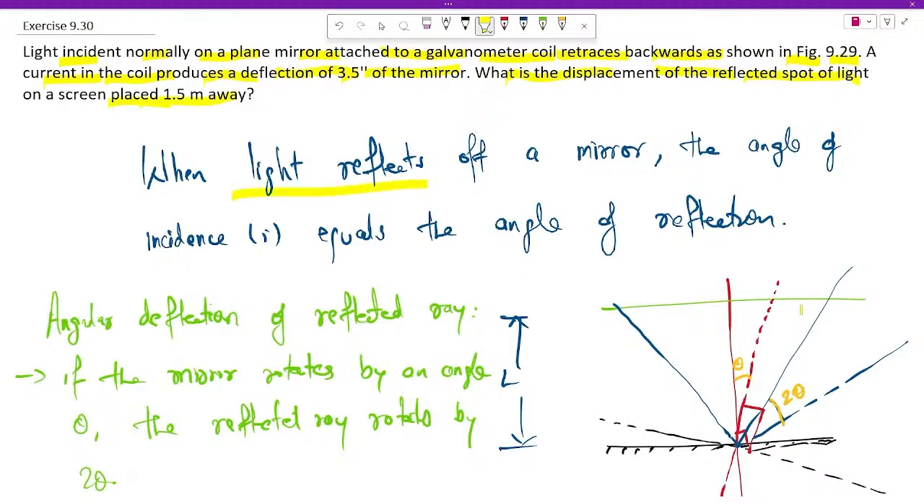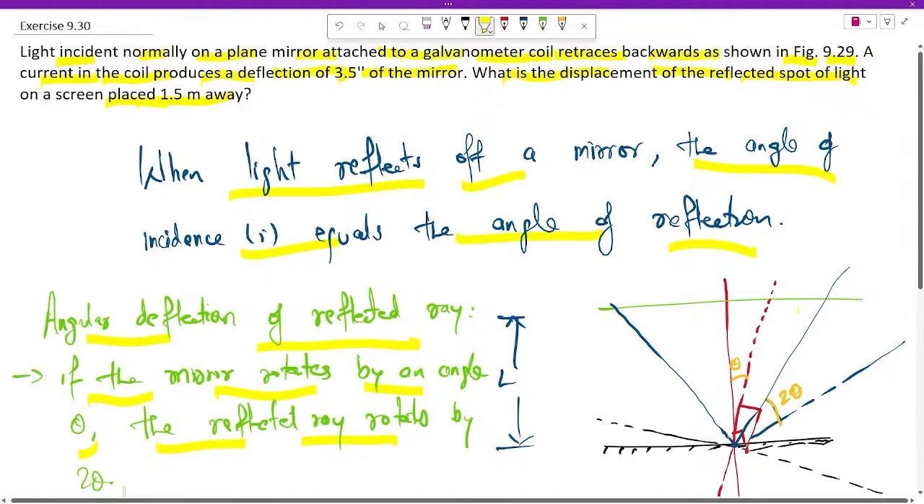So when light reflects off a mirror, the angle of incidence equals the angle of reflection. Now, angular deflection by the reflected ray: if the mirror rotates by an angle theta, the reflected ray rotates by an angle of 2 theta. It gets deflected by the magnitude of 2 theta. Imagine that this solid black line is the mirror in the initial case, and this red line is the normal to this mirror, and it is tilted by theta degree. Then the reflected ray, this blue line, will get a deflection of 2 theta degree.